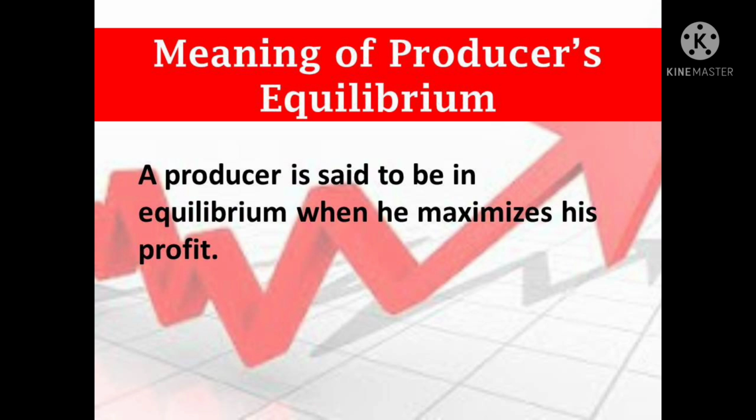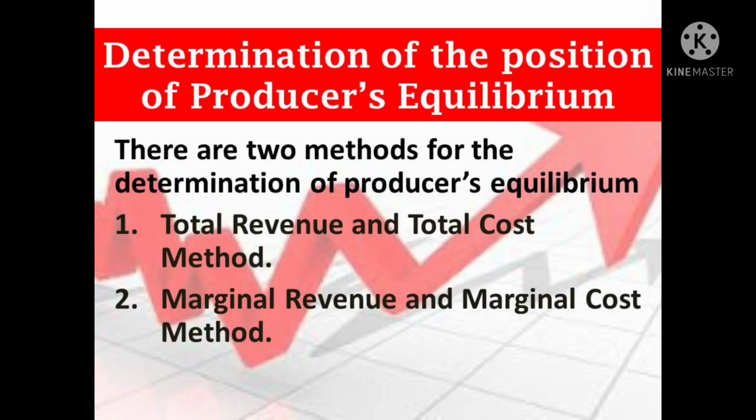Profit is generally calculated as the difference between total revenue and total cost, that is TR and TC, where π = TR − TC. Here π is profit, TR is total revenue and TC is total cost.